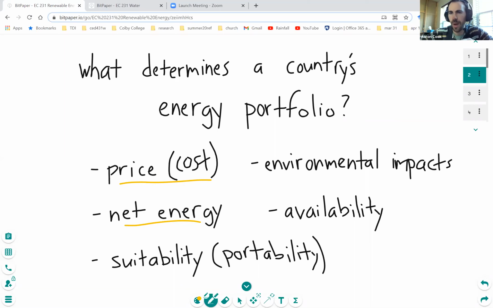Something like biomass or biofuels have very low net energy, where it takes a lot of energy to grow the corn or to grow the sugar cane, a lot of energy to process it and turn it into biofuel or ethanol. And so the net energy of something like ethanol is very low compared to something like coal or oil.